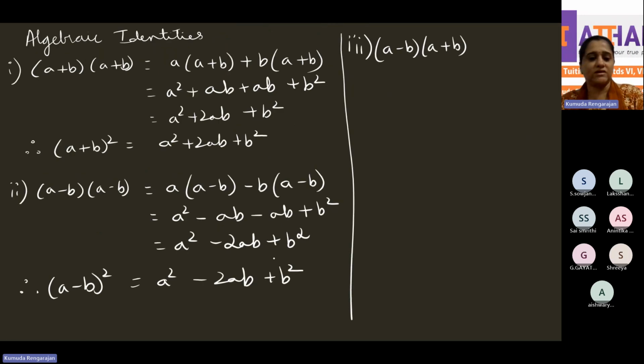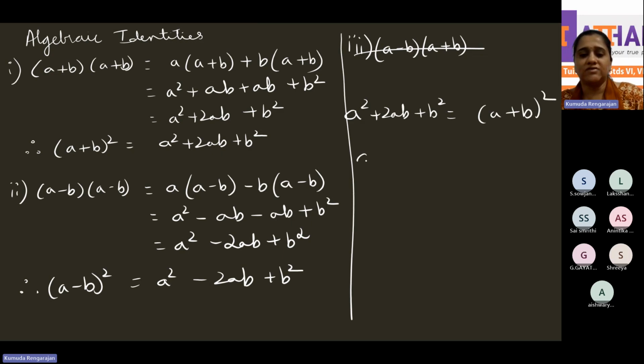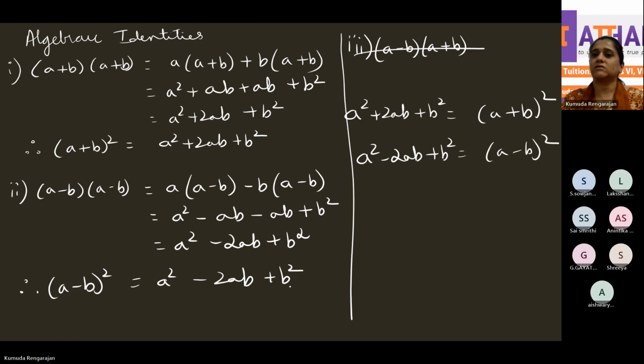Everything can be written the other way. See here also, you can say a square plus 2ab plus b square is equal to a plus b the whole square. Similarly, a square minus 2ab plus b square is equal to a minus b the whole square. So these are the three important algebraic identities. We have many more. For 8th standard, we have only these. One more I'll tell you. 4 you have in all, sorry. There are many algebraic identities, but for 8th standard, these 4.